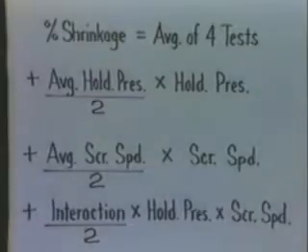And we can represent the average main effect and interaction effect information we've obtained from the experiment as an equation to predict shrinkage as a function of holding pressure and screw speed. Shrinkage at any given values for holding pressure and screw speed is equal to the average of the 4 tests forming the square, plus the average main effect of holding pressure over 2 times the holding pressure, plus the average main effect of screw speed over 2 times the screw speed, plus the interaction effect between holding pressure and screw speed over 2 times the product of holding pressure and screw speed.